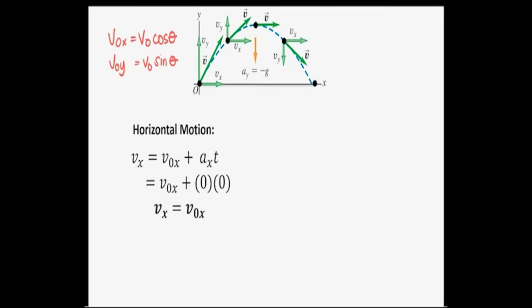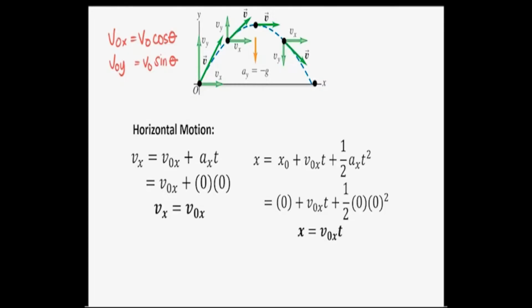Therefore, as time increases, as long as the projectile is in motion and doesn't hit the ground, the v sub x is just equal to the x component of the velocity vector. How about the position? How do we solve for the position? Using equation number 2, final position is equal to x sub 0 plus v sub 0x t plus 1 half a sub x t squared. Substituting the values where x sub 0 is equal to 0 and a sub x is equal to 0, the final position at any time of the projectile along the x-axis is equal to v sub 0x times time, where v sub 0x, again, is the x component of the initial velocity vector of the projectile.